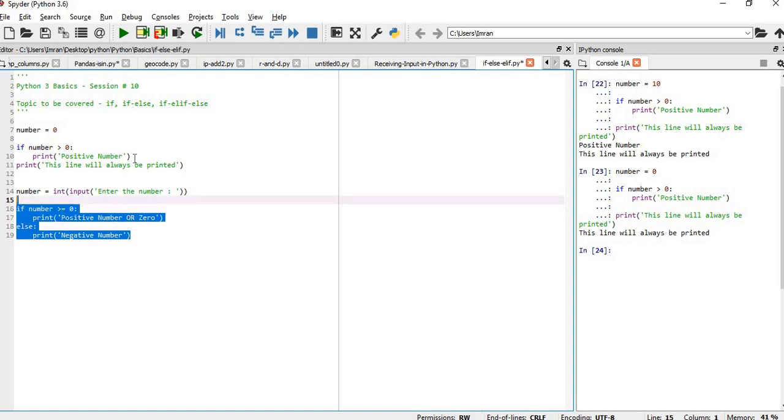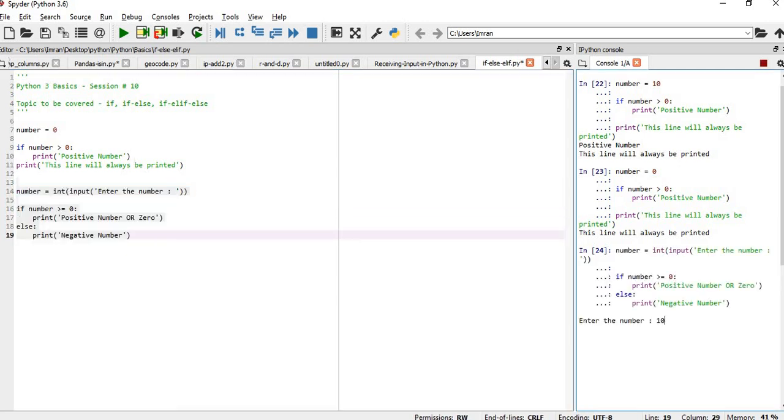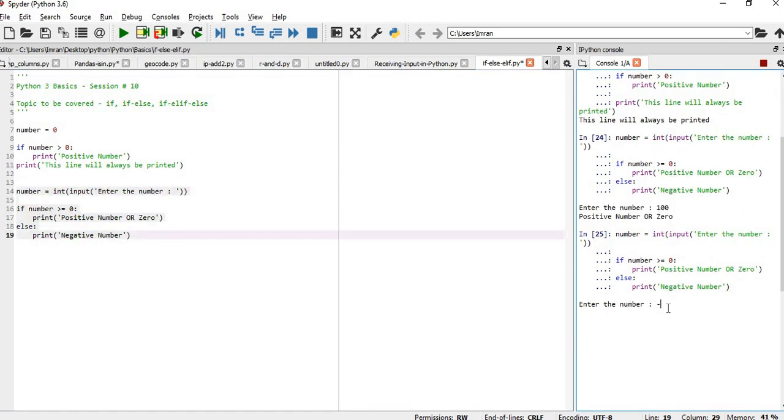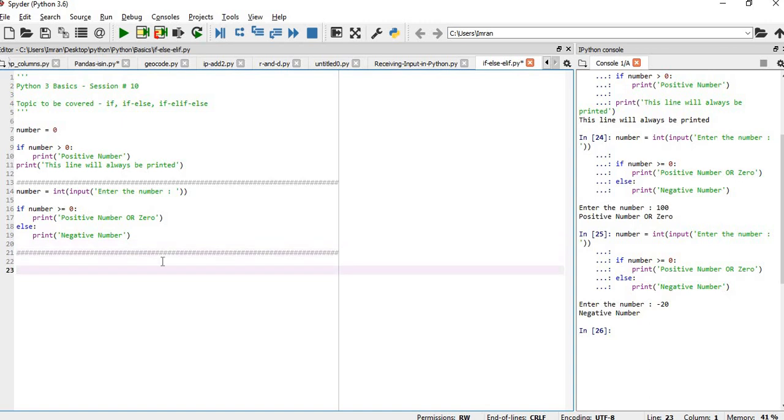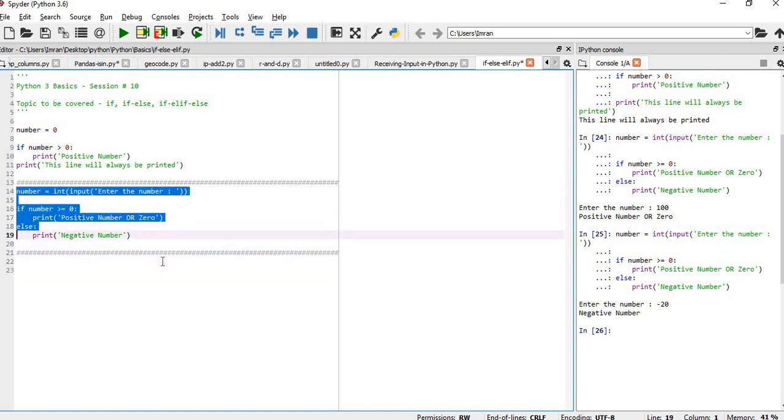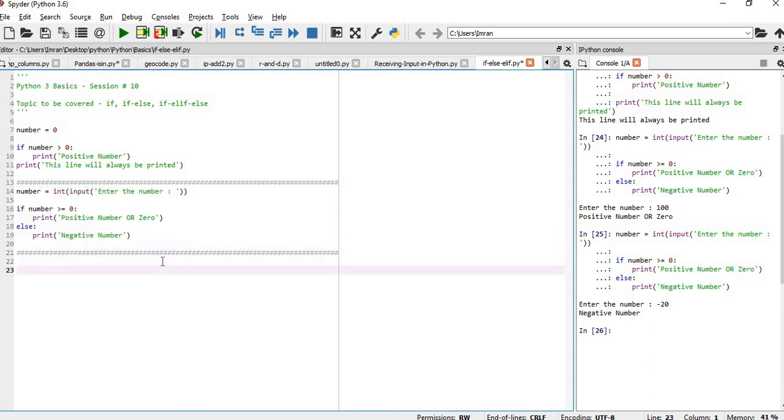So if we execute this and give 100, which is greater than or equal to 0, it will say positive or 0. We'll execute again with minus 20, negative. So these are the simple cases of if-else, but we will gradually move on to the complex cases. Now we will just copy this entire logic and paste it here again.